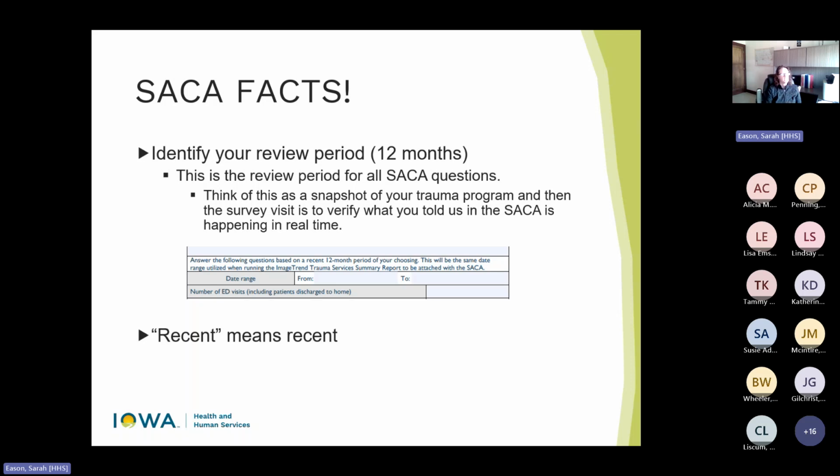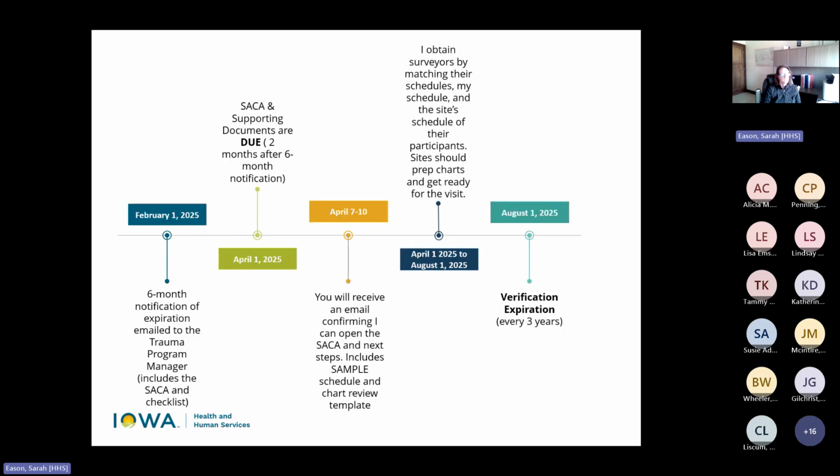So this 12-month period of your choosing, that's where people really struggle with, well, what does that mean? When am I supposed to have my review period? What does recent mean? So we're going to take a look at that example again, just so we can try to figure out what my review period should be. I've now got my blank SACA in front of me, and what do I do next? So I expire August 2025. My review period would make sense to be January 1st, 2024 through December 31st, 2024.